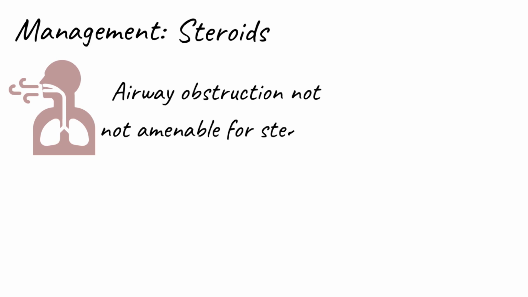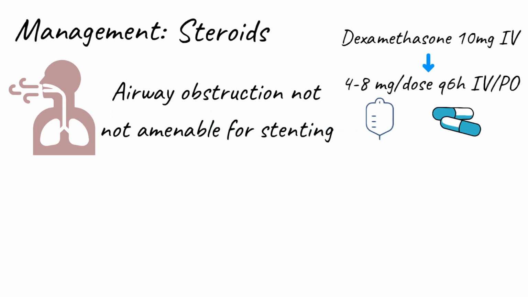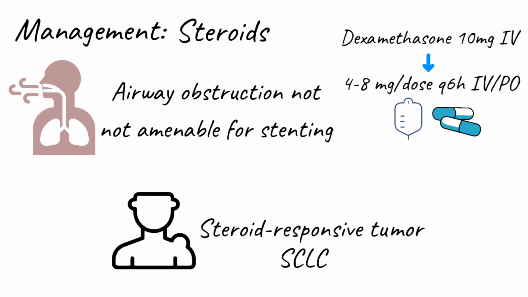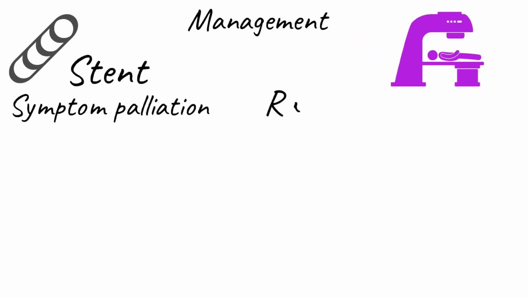For example, we can prescribe dexamethasone 10 mg IV once, followed by 4 to 8 mg Q6 hours IV or PO. Steroids will also be used in steroid-responsive tumors such as small cell lung cancer. Stent will be used for symptom palliation.